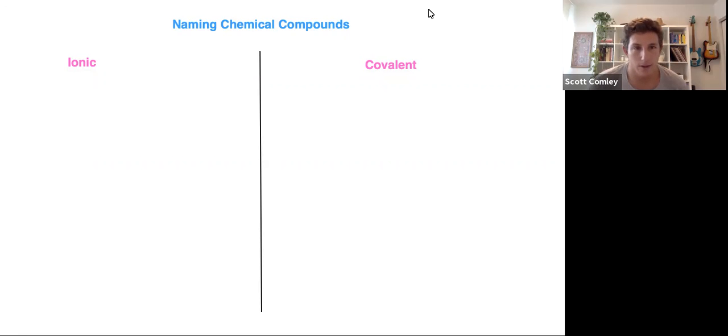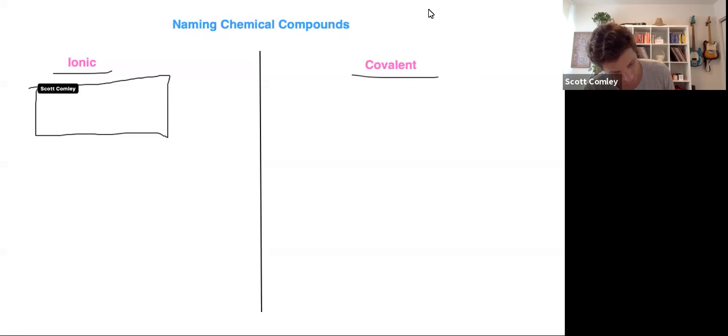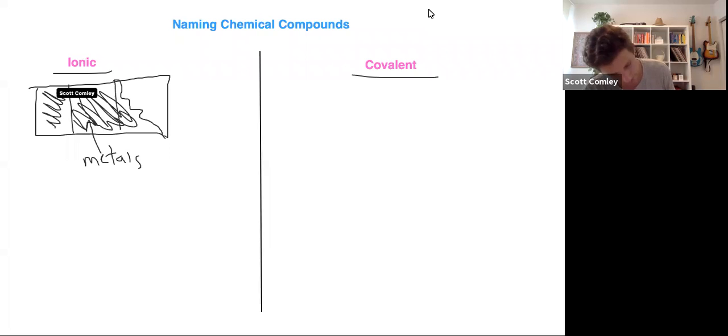And I will be making a video soon about the difference between an ionic and a covalent compound. Just a quick note on that: for an ionic compound, let's just pretend this is the periodic table. You've got that middle section. Those are all metals. Then you've got this staircase of things. Everything on the left is metals, and then everything on the right here is a non-metal.